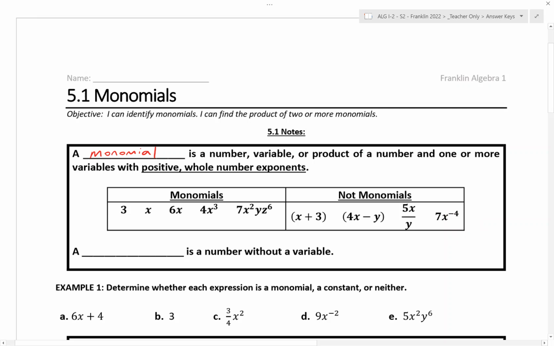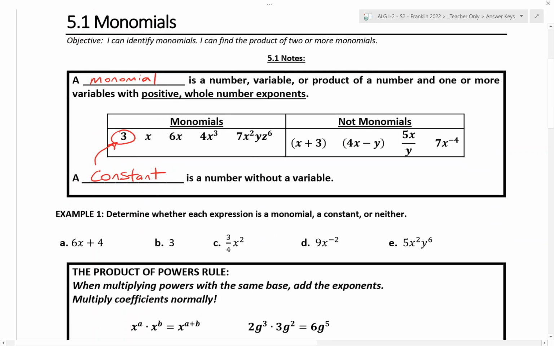And lastly, a constant is what we call a number without a variable. So just 3 by itself, for example, that is a constant. Because since there's no variable there, it can't change. So it stays constant. So an example of a constant is 3.